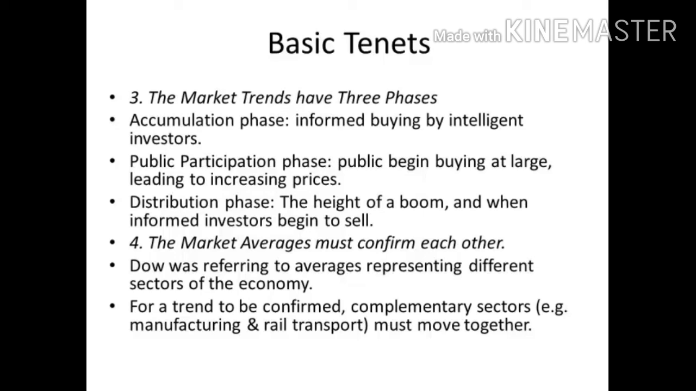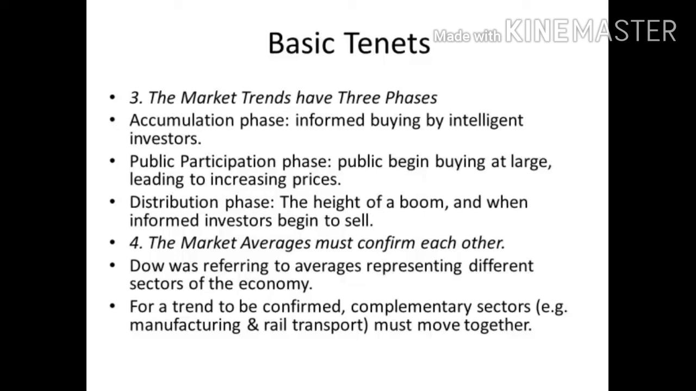Tenet number 4. Market averages must confirm each other. Now when Dow talked about market averages, what he was referring to were different sectors of the economy. So for example, the Dow indices, which contain, for example, the Dow Transportation Index, the Dow Manufacturing Index, Dow Industrial Index. And what he said was that for any trend to be confirmed, the complementary sectors must move together, i.e. they must confirm each other.